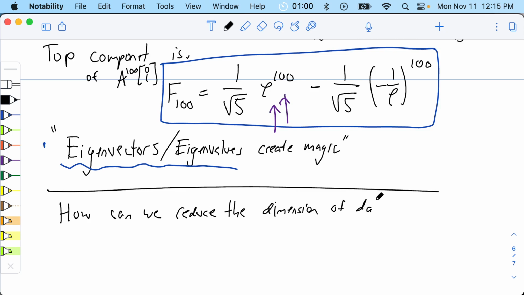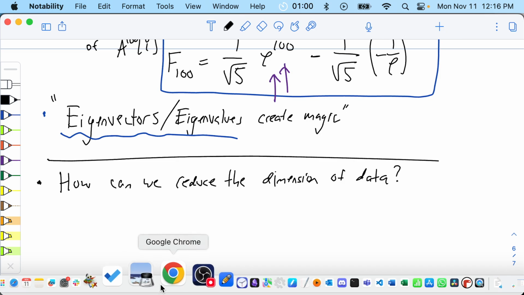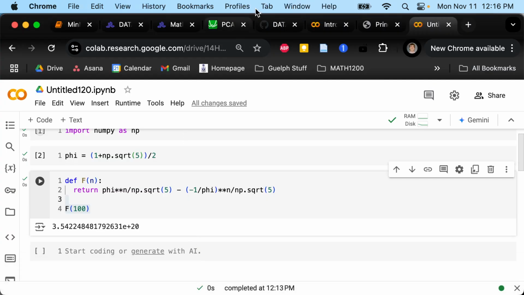And just like the Fibonacci numbers seem like they have nothing to do with eigenvectors and eigenvalues, this problem seems like it has nothing to do with eigenvectors and eigenvalues, but it turns out that is the secret way to do it. All right? And so to start with, I'm going to make it a little Desmos.